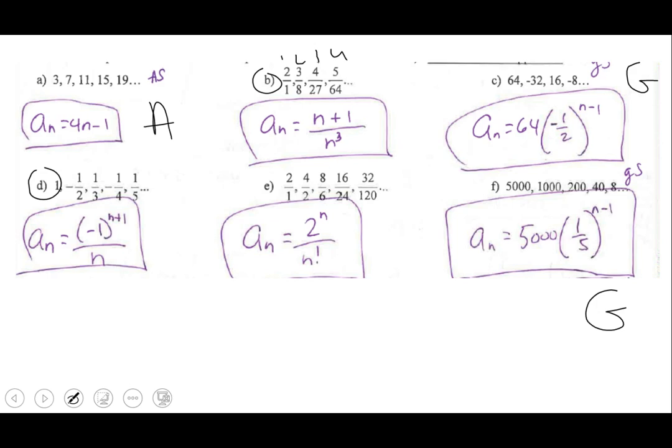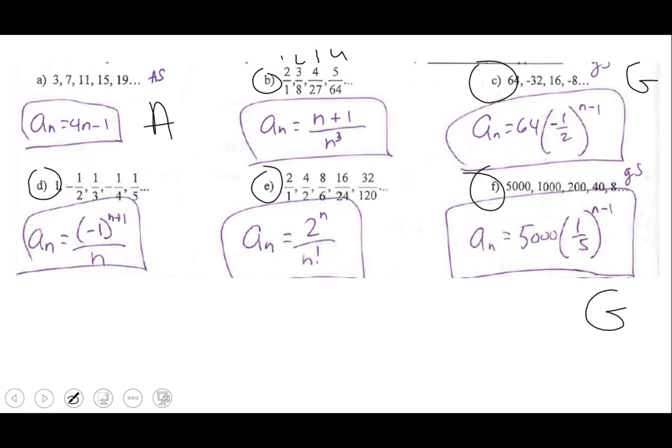For D, once you see that alternation in sign from positive to negative, you know it has something to do with a -1. And remember, it's either going to be -1 to the n if the first term is negative, or to the n plus 1 if it's positive. And then finally in E, the top are the powers of 2, and the bottom are our good friends, the factorials.